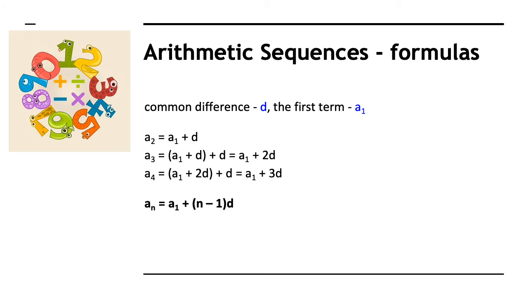At each stage, the common difference was multiplied by a value that was 1 less than the index. Following this pattern, the nth term, a sub n, will have the general form a sub n equals a sub 1 plus the quantity n minus 1 times d.